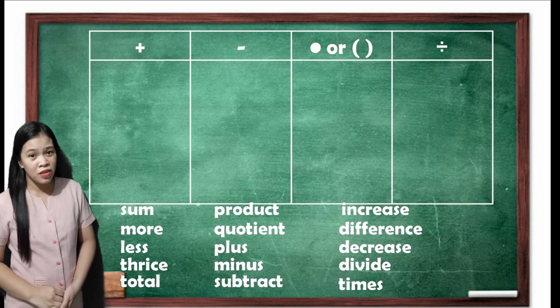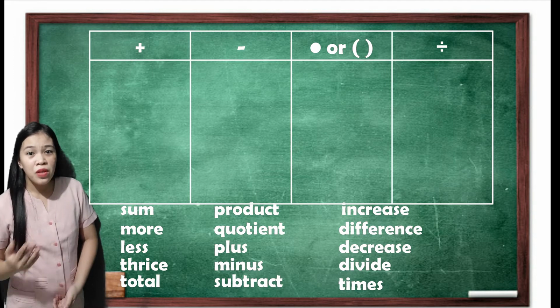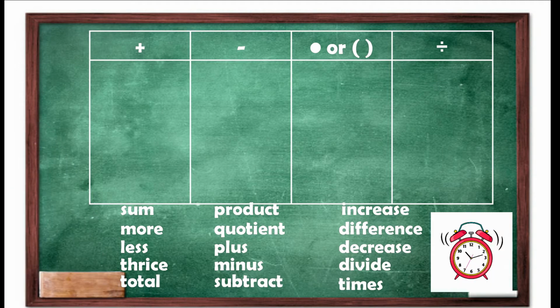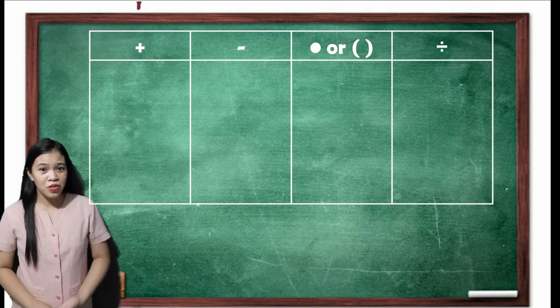For our first activity, your task is to place the words into the column that corresponds to the mathematical symbol where it is related. I will give you 15 seconds to complete this task. I know you can do it. Timer starts now. Alright, time's up.